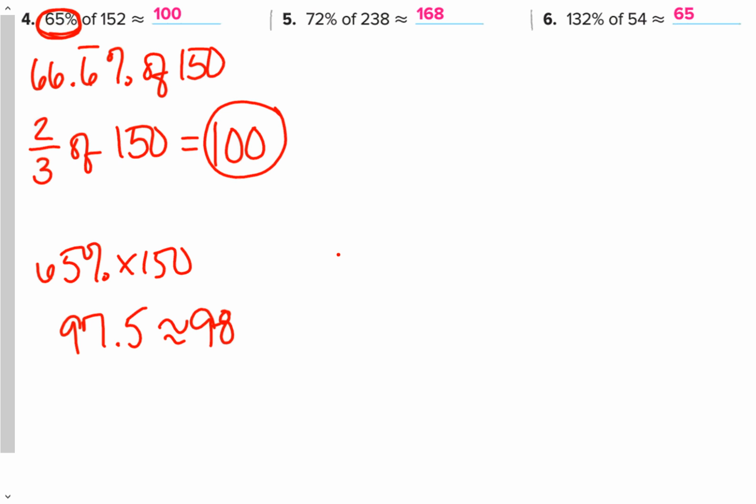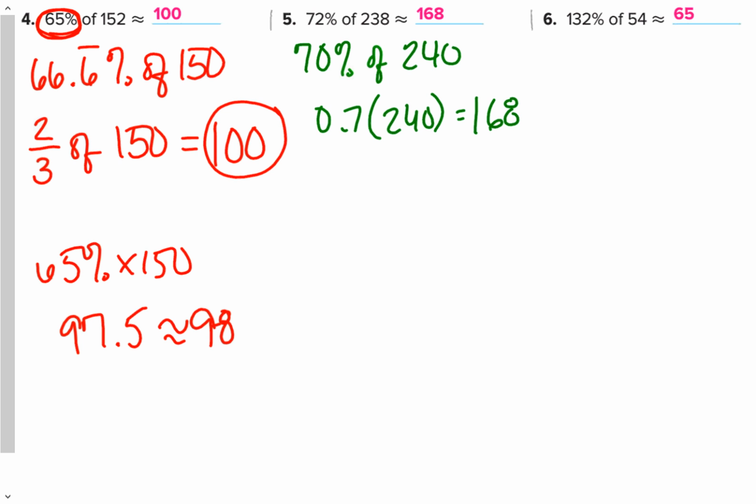And number 5, I would have rounded 72% to 70% of 238. I would have said 240. Okay, and you can multiply those out. 0.7 times 240 equaled 168. Again, if you like your fractions, you could have said 7/10 times 240. Still the same answer, so either way, whichever one you like.